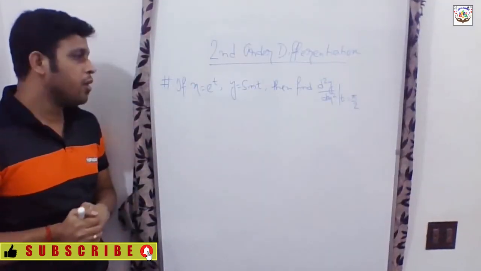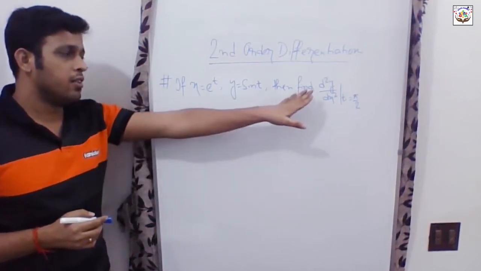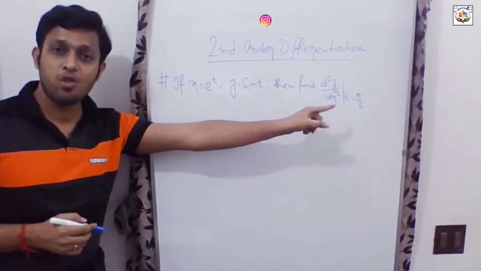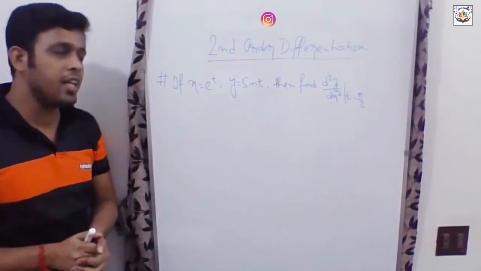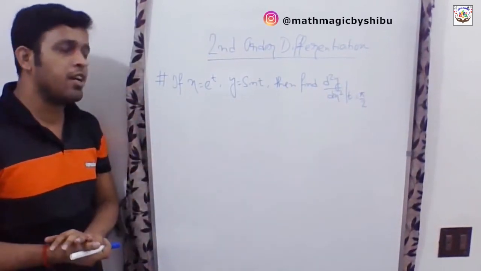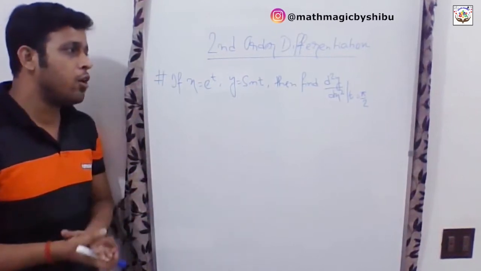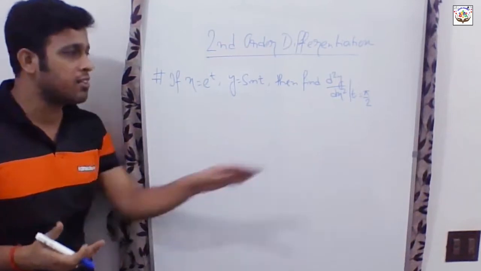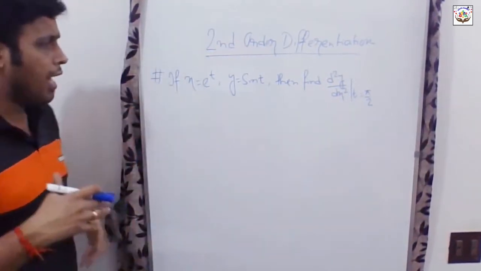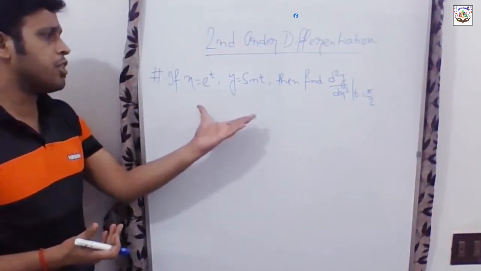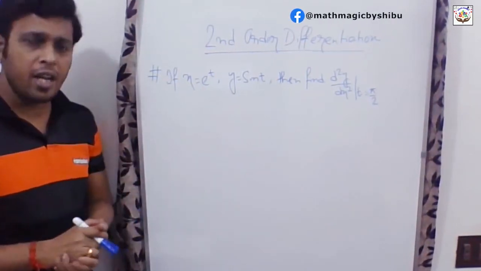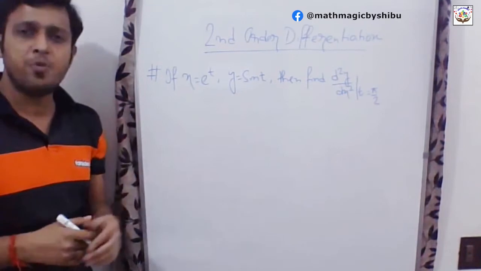So in this problem, we will be finding the second order differentiation, meaning d2y by dx square when t equals pi by 2. Remember, I was mentioning that you might be asked this kind of question: find the value of d2y by dx square when t equals some value, that means when a variable has some value, right? As simple as that, we will proceed as we do for dy dx, and then we will again differentiate it and put the value of t in the respective places.